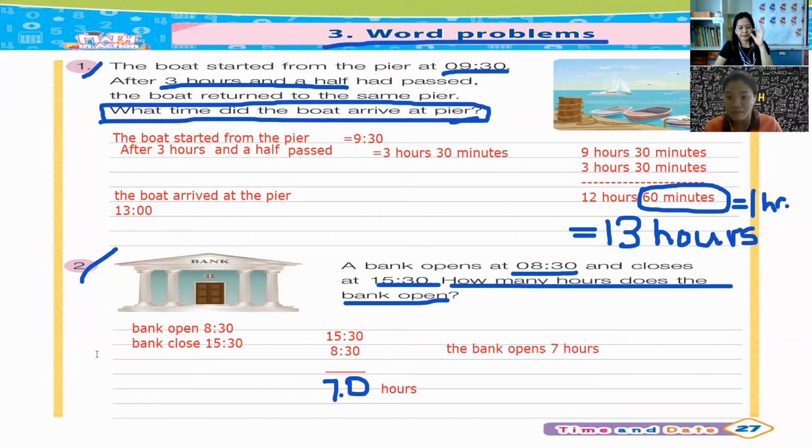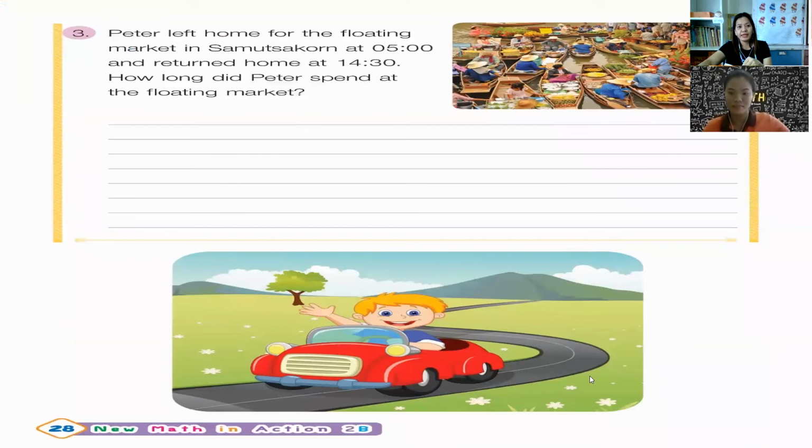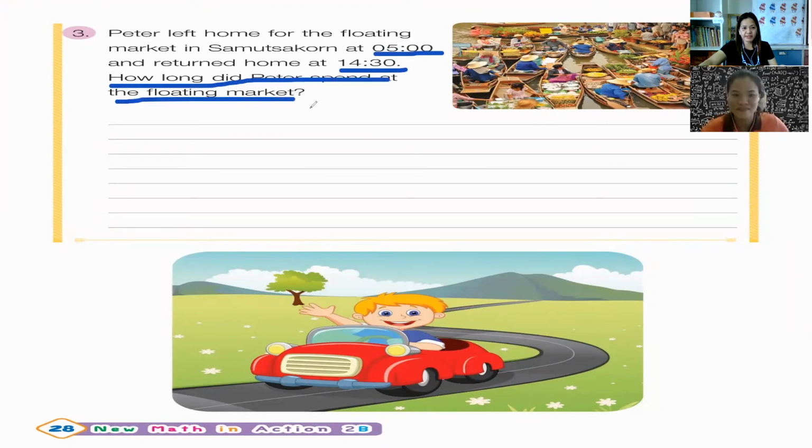Do you understand? Okay, very good. Okay, we move to our last example, page 28. Peter left home for the floating market in Samut Sakhon at 5 o'clock and returned home at 14:30 or 2:30. How long did Peter spend at the floating market?